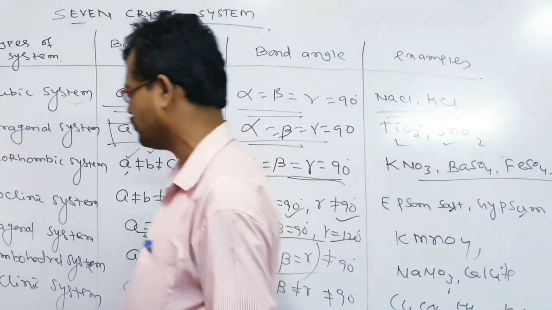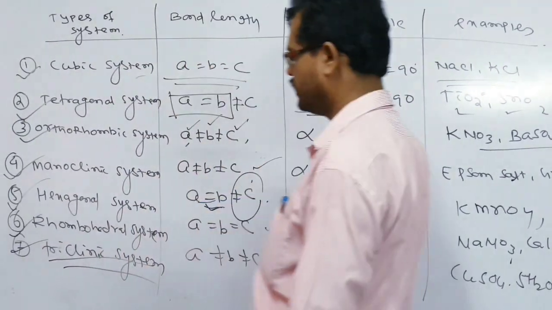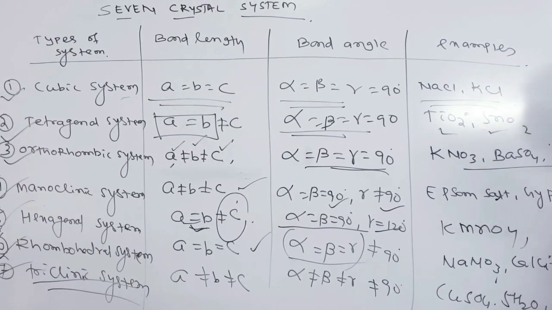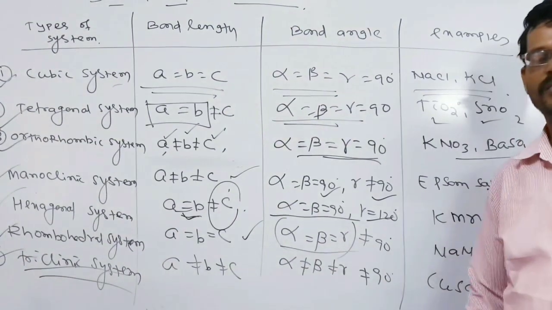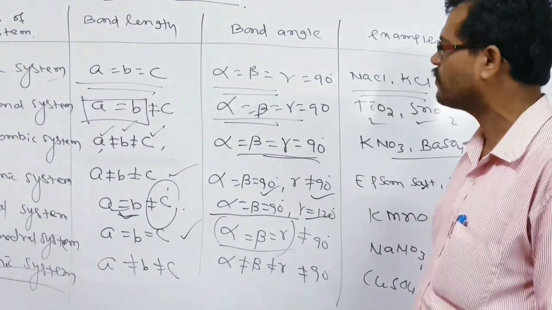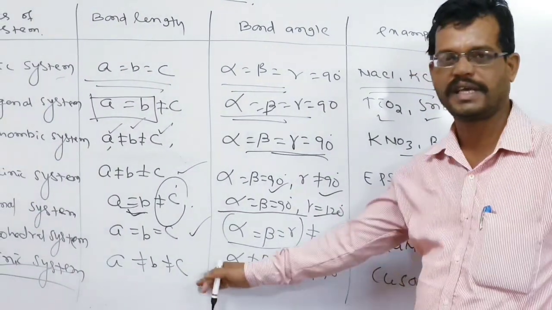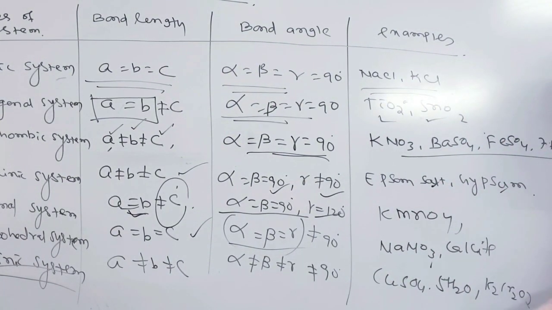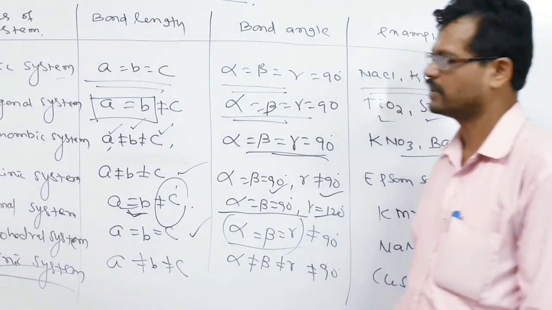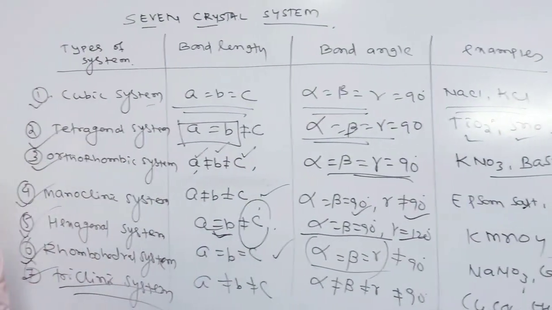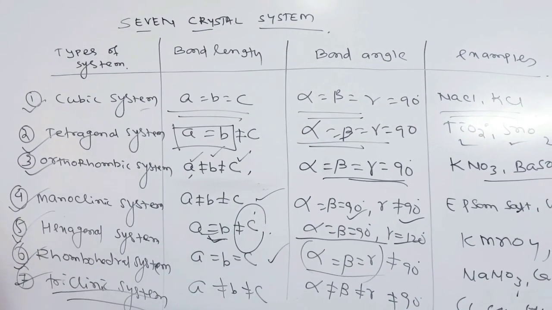Similarly, if you come to the triclinic system, this is a very particular type of system. In this system, the three lengths are different, and the three angles are also not equal to 90 degrees; they are also different. So the triclinic system is different from all other systems, because in this case no lengths are equal and no angles are equal. Examples of this system are copper sulfate pentahydrate as well as potassium dichromate. So these are all the types of crystal systems where the unit cells have different angles and different lengths.